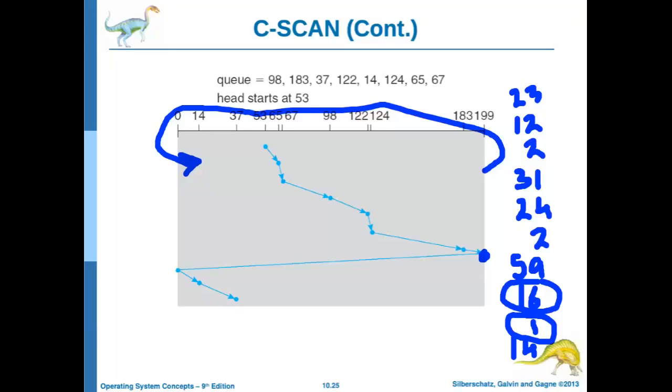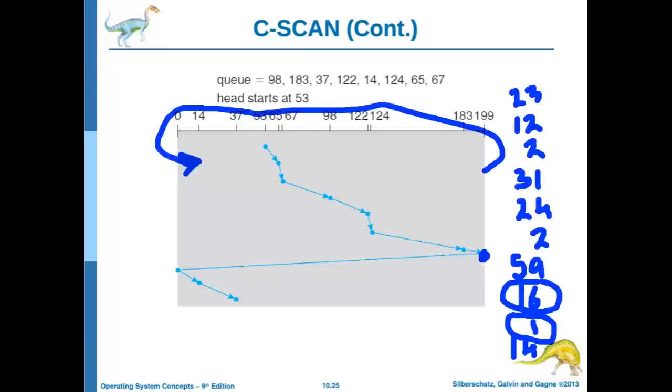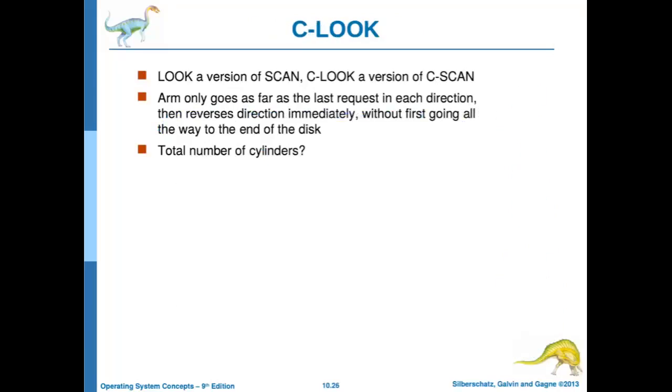Now the next algorithm is C-look. Actually now two algorithms are there. There is something called look and C-look, after C-scan. Now what happens in this is, the look algorithm is a version of scan, and C-look is a version of C-scan.